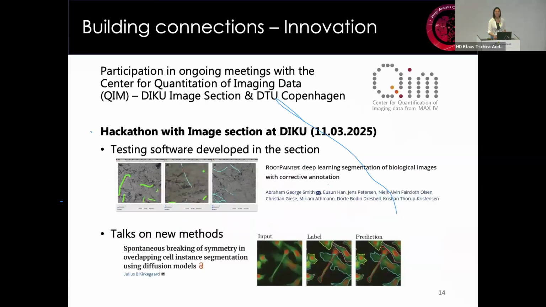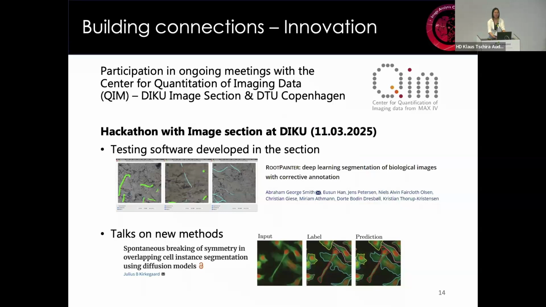And finally is to innovate and build better connections also to the computer science department that's there. So as I said, there are essentially very compute heavy nodes in the infrastructure, and we already take part in their meetings through their image section at the computer science department, and also with DTU Copenhagen through this Center for Quantitation of Imaging Data, KIM, right? Because we attend these meetings, we had this idea that after the meeting, let's put some time aside, have a hackathon to try out all these new techniques that we've heard about at the meeting.